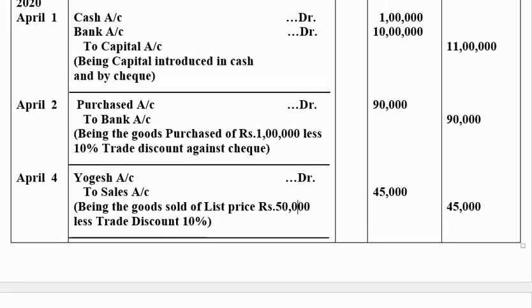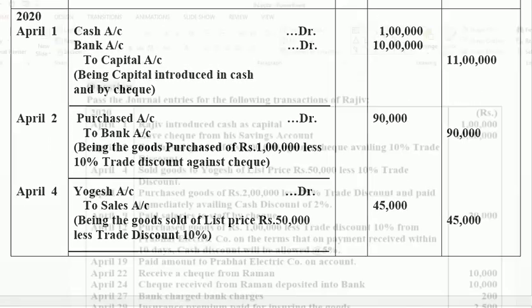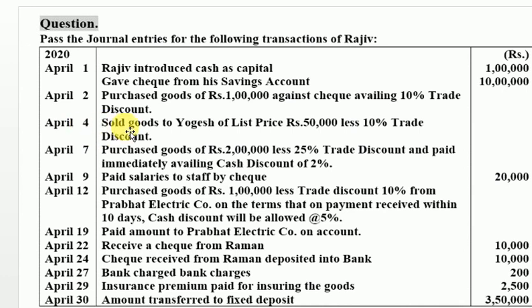Now comes another transaction, that is April 4th. Goods sold to Yogesh of list price 50,000 less 10% trade discount. So Rajiv's business is selling the commodities to Yogesh on list price, that is 50,000 less 10% trade discount. 10% of 50,000 will be how much? That is 5,000.